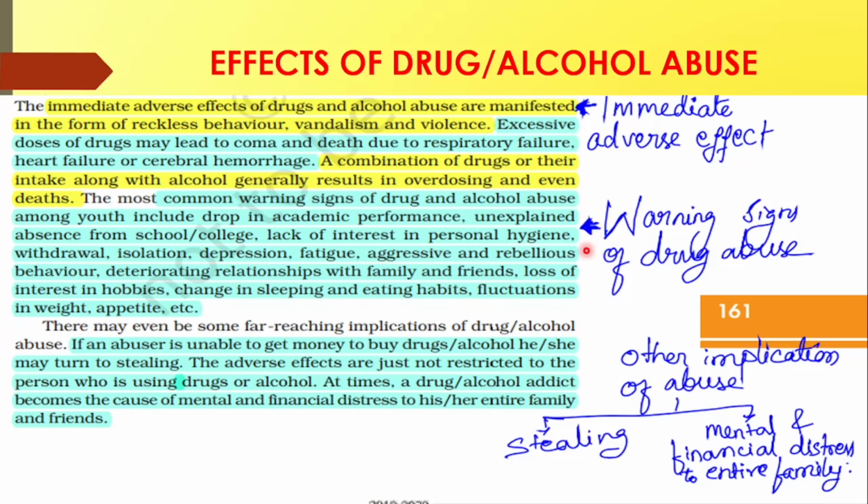Then what are the warning signs seen in adolescence which indicates that the person might be abusing drug or alcohol? Then other than these warning signs, what other implications are there of the abuse? That the person may start stealing to get money to buy the drugs, and the abuser also affects the life of the family members by creating mental and financial distress to the entire family.